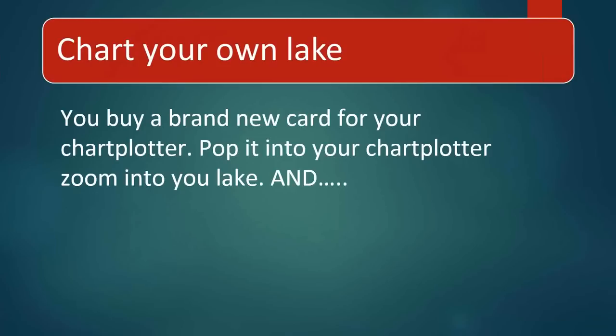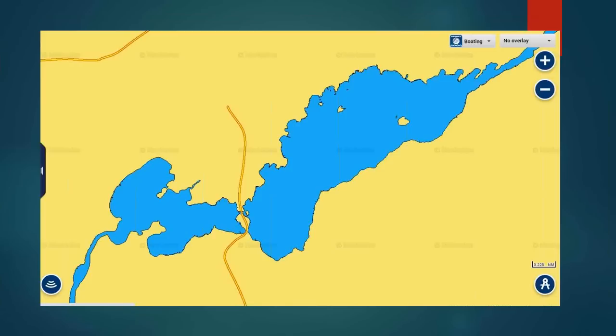I know for the Canadians that are listening in, we have all been in a situation where we have bought a new card for our chart plotter. We've popped it into our chart plotter. We've zoomed in on the lake, and it looks something like this. That's largely because there are thousands and thousands of lakes here in Canada and even in a lot of the places in the U.S. We are very fortunate to have all these bodies of water, but it means that a lot of the smaller ones are difficult to chart.